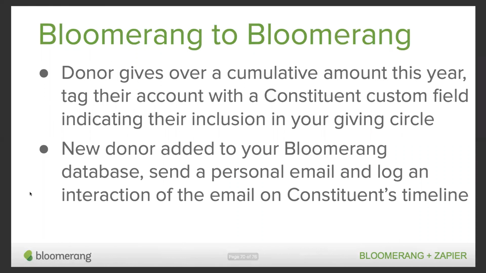I want to conclude with two slides. One is on Bloomerang to Bloomerang integrations. If you want to create automated workflows from Bloomerang to Bloomerang, you can do that with Zapier. I'll give you an example. Let's say a donor gives over a cumulative amount this year. You can tag that same account with a constituent custom field indicating that they're in your giving circle. So all the little data entry tasks and the user manuals that you have in your organization of when a transaction comes in, do this, or when a constituent does this, do this in Bloomerang, a lot of that can be automated with Zapier so you don't have to remember to do those manual data entry steps.